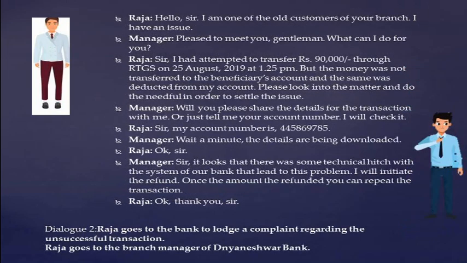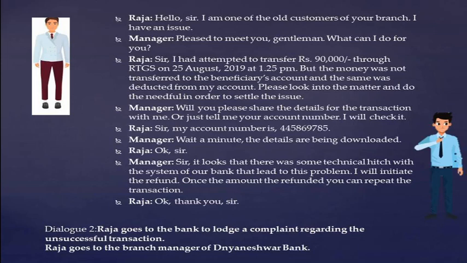The second dialogue is Raja goes to the bank to lodge a complaint regarding an unsuccessful transaction. Raja goes to the branch manager at Jnaneshwar Bank. "Hello, sir," Raja says. "I'm one of the old customers of your branch and I have an issue." The manager says, "Pleased to meet you, gentleman. What can I do for you?" "Sir, I had attempted to transfer 90,000 rupees through RTGS on 25th August 2019 at 1:25 p.m. But the money was not transferred to the beneficiary's account and the same was deducted from my account. Please look into the matter and do the needful in order to settle the issue."